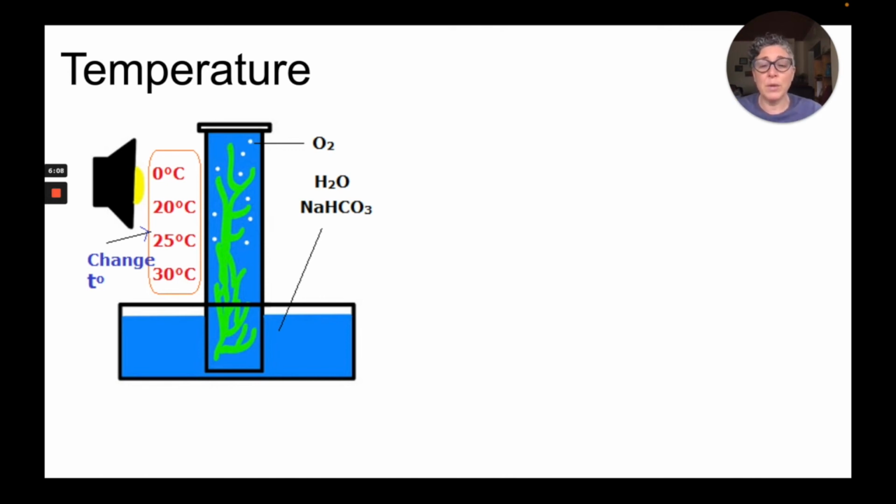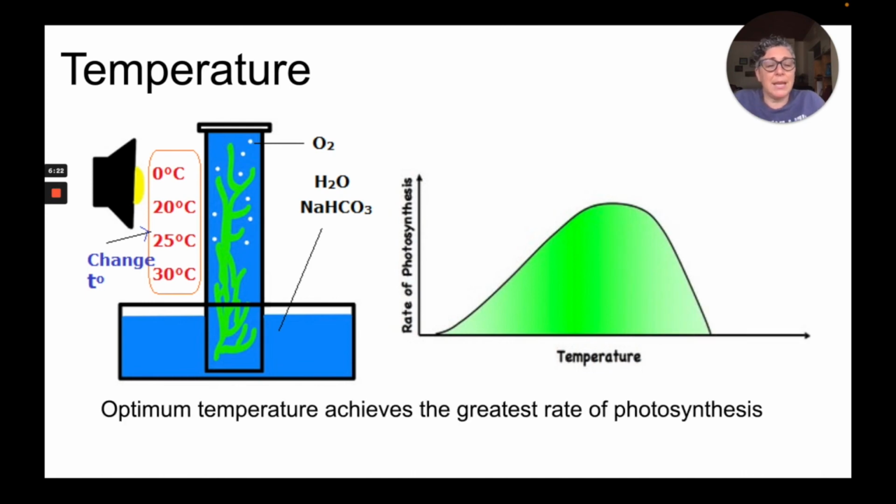And again, we would count the bubbles that would be produced in photosynthesis, or we could use the inverted measuring cylinder to measure the volume of gas that is produced in photosynthesis. And so what we would see is a graph that looks like this, slightly different than the previous two graphs.